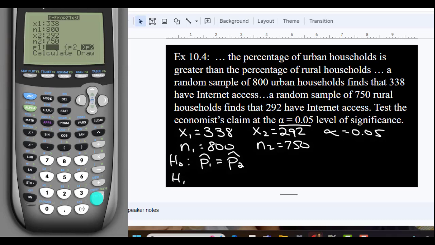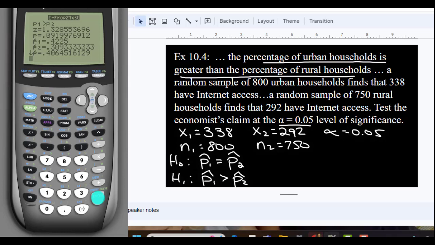Then the alternative hypothesis, from his claim, is that the percentage of urban households is greater than the percentage of rural. So he's saying that P1 hat should be greater than P2 hat. So that's what we're going to select. It's already selected, but I'm going to hit enter anyway. Then we calculate, and we get our z-score. Notice that is our test statistic, if any of the questions ask for that.